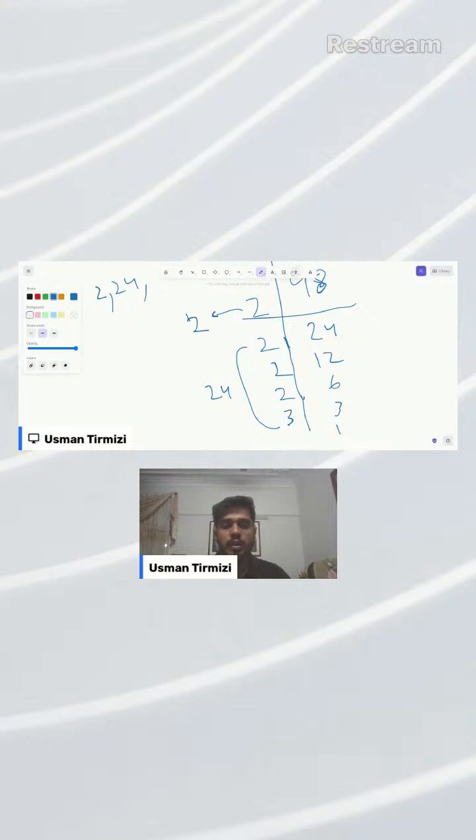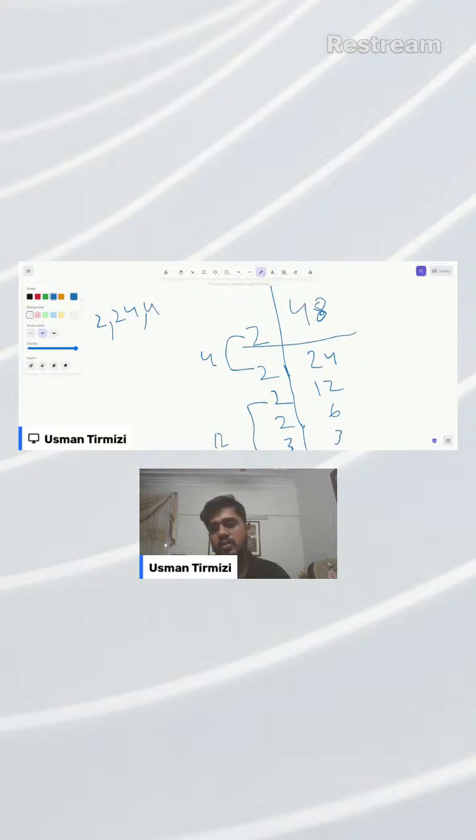Now I have to find other factors as well. So the other factors would be, if I take these two combined, 2 times 2 is 4. And now I combine the rest of them. It's 2 times 2 is 4, 4 times 3 is 12. So another pair of factors which I get is 4 and 12, right?